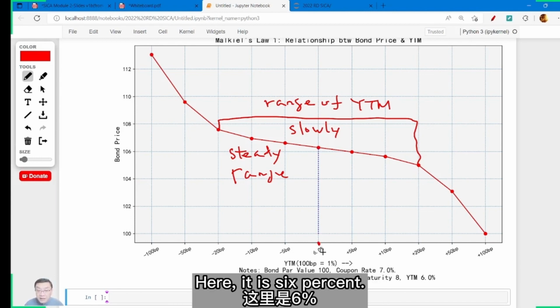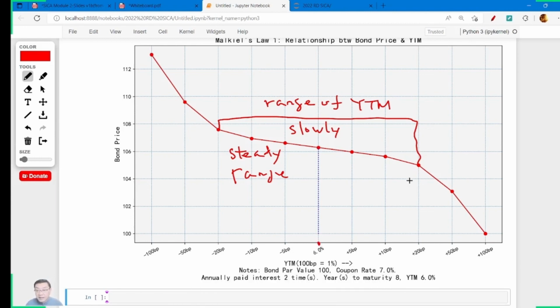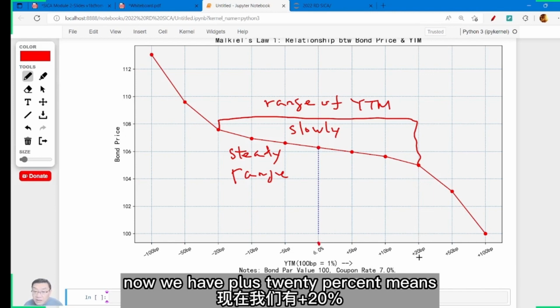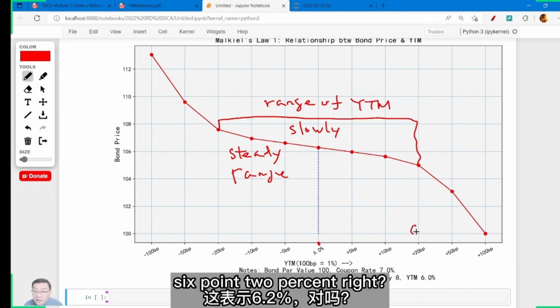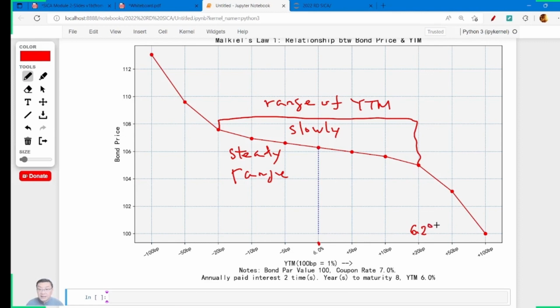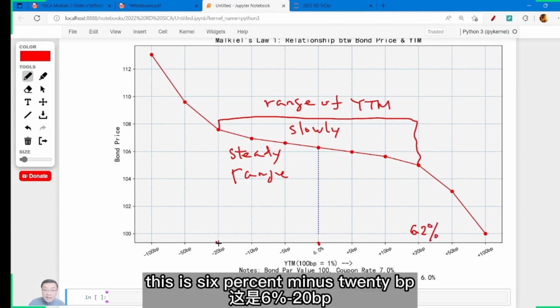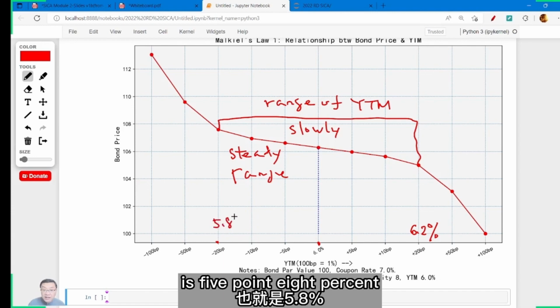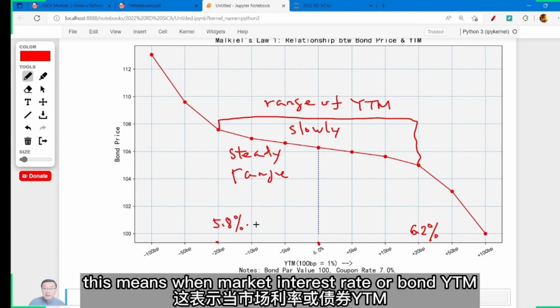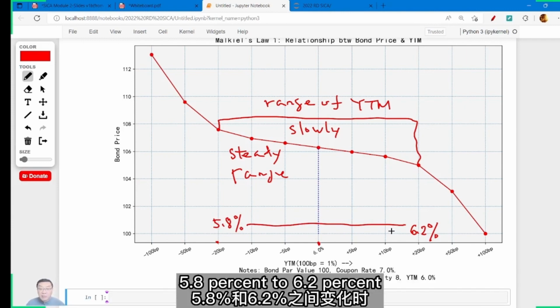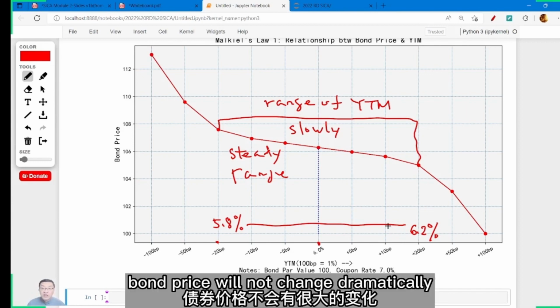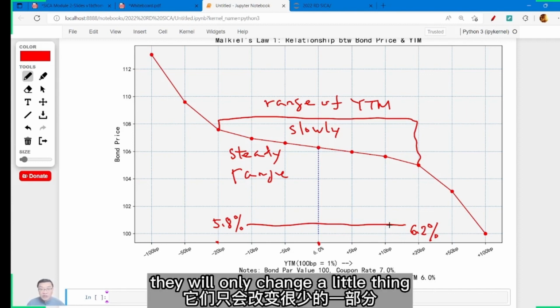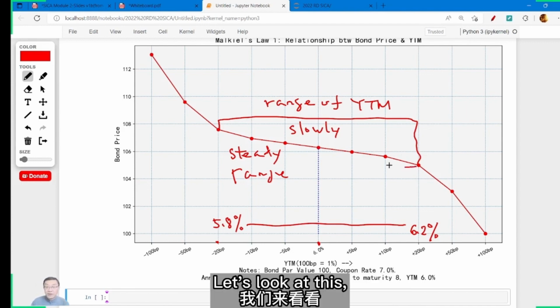It is 6%. Now we have plus 20 BP, which means 6.2%, right? This is 6% minus 20 BP, which is 5.8%. This means when market interest rate or bond YTM changes between 5.8% and 6.2%, bond price will not change dramatically. It will only change a little. Let's look at this.